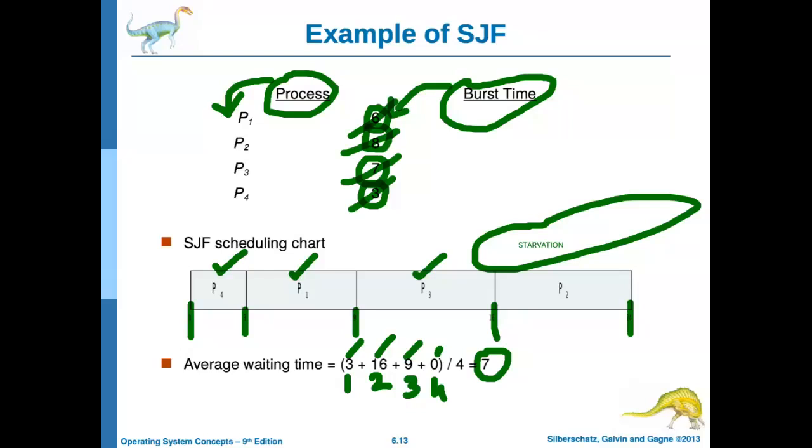So you draw a line. First of all, P3 is selected, whose burst time is 3. So 0 to 3, sorry, P4, not P3. So 0 to 3 will be P4, something like that.